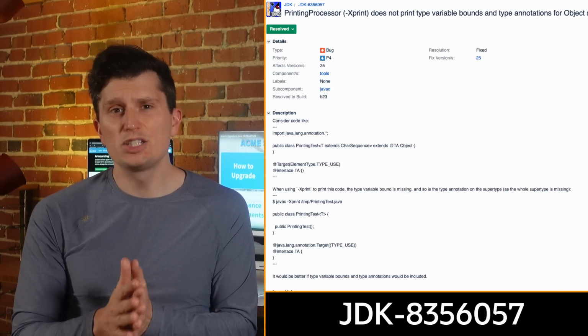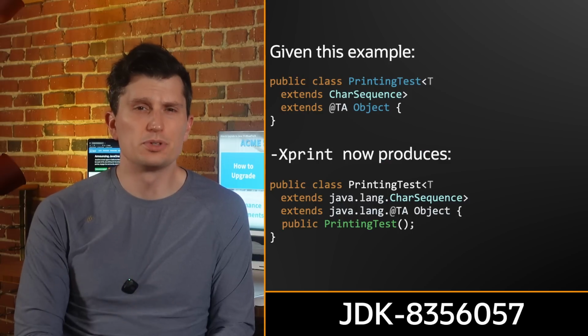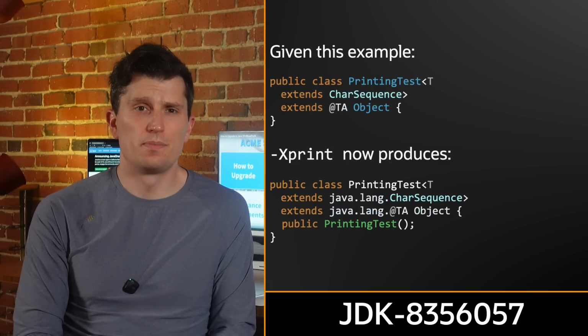The output for -Xprint in javac has been updated to include bounds for type variables. This example will now print when -Xprint is used.